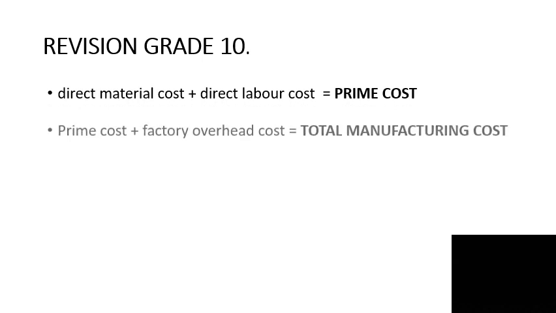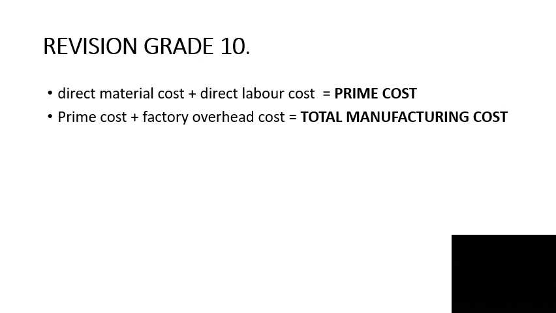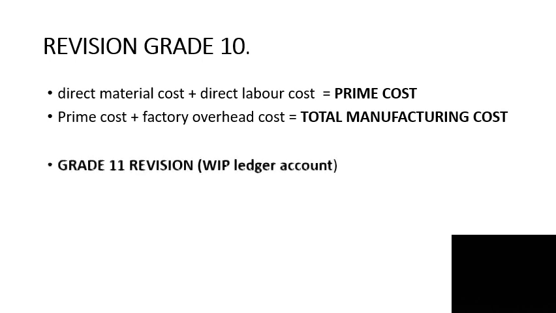The second one was total manufacturing cost. We calculated it by saying prime cost plus factory overhead cost. And in grade 11, we were still doing the same calculation of cost, but in the form of ledger accounts. One account is the work in process ledger account.